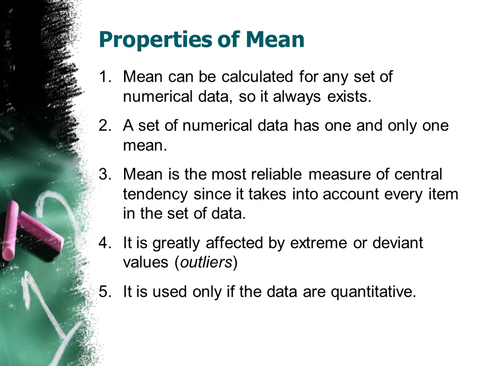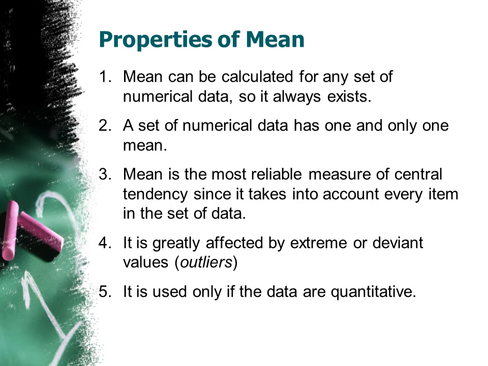Ang mean is very particular sa lahat. So every part of the distribution is taken into consideration before niya makuha ang kanyang value. That is why it is the most reliable measure of central tendency. The fourth one, it is greatly affected by extreme or deviant values or outliers.